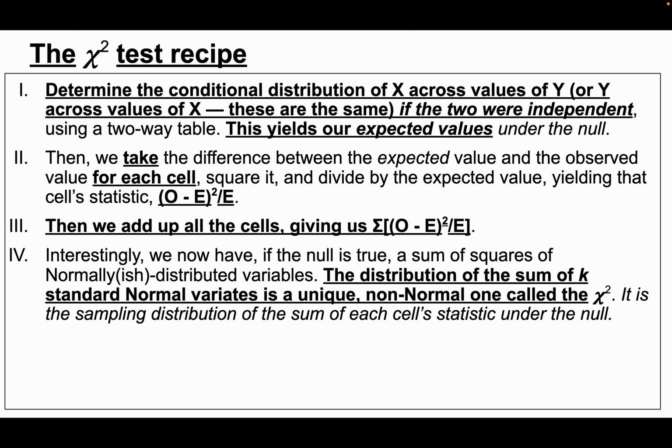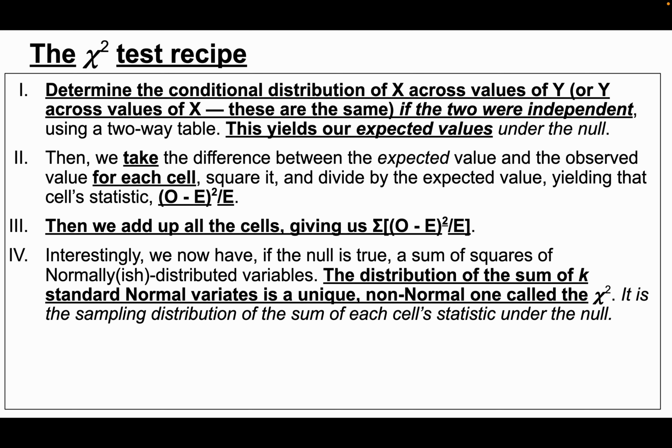Interestingly, we now have, if the null is true, a sum of squares of normally-ish distributed variables. The distribution of the sum of k squared standard normal variables is a unique non-normal one called the chi-square. The notation here is a little bit confusing, so just think about this as basically referring to the sum of a bunch of squared normal variates.